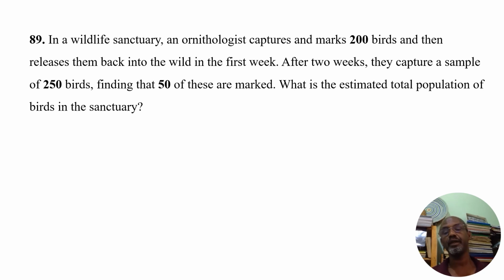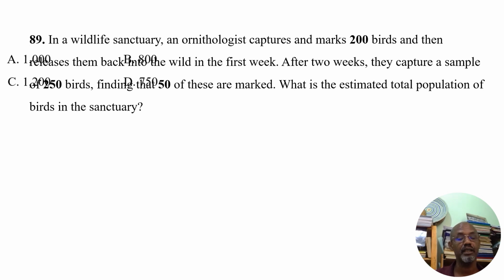After 2 weeks, the ornithologist captures a sample of 250 birds and finds that 50 of these are marked. What is the estimated total population of birds in the sanctuary? This is one way to estimate population size, known as the capture-recapture method. We can do this question.